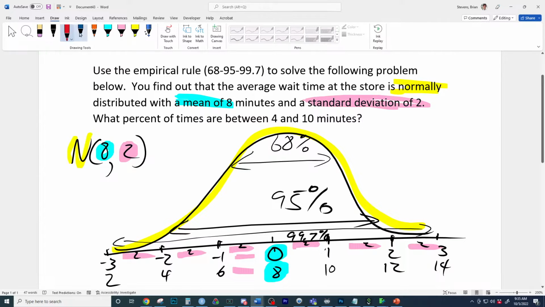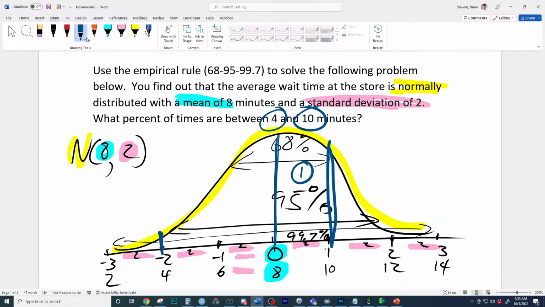So we need to put marks on our curve at 4 and 10, right? So 4 is down here and 10 is over here. Now I'm going to cut this into two pieces. You ready? I'm going to cut it into this piece. We're going to call this piece 1, and I'm going to call this piece 2.